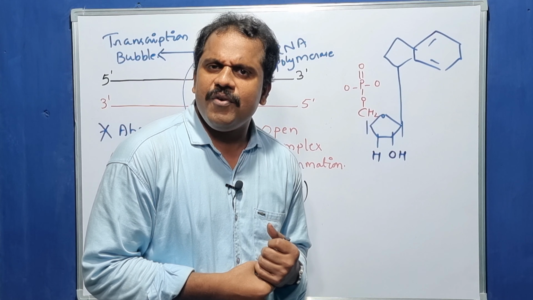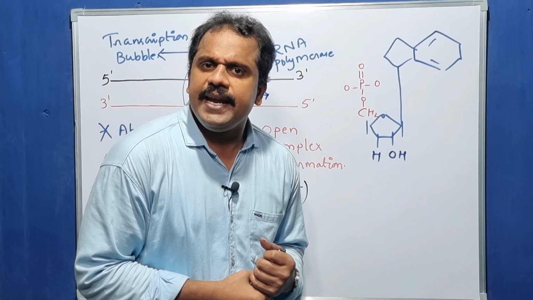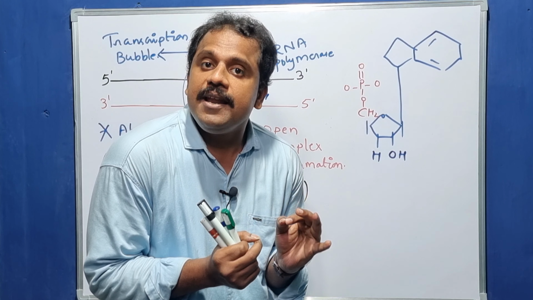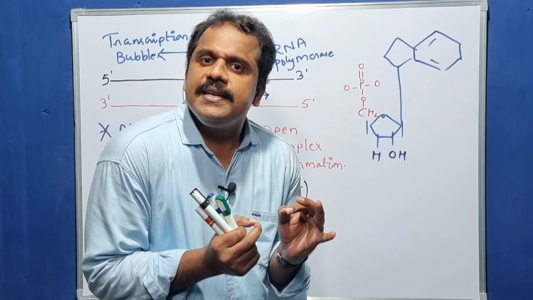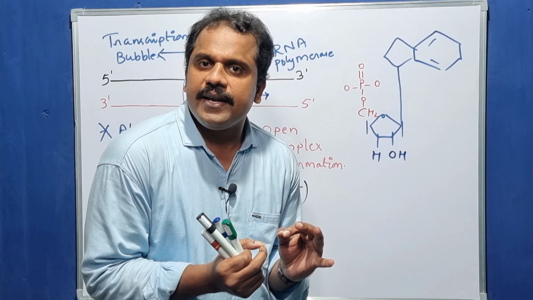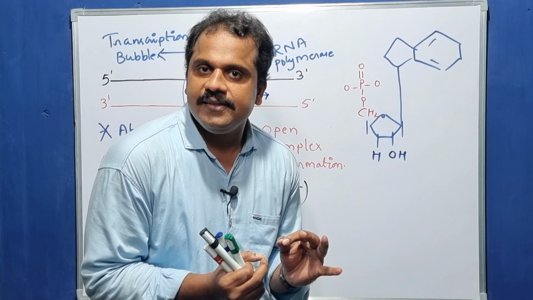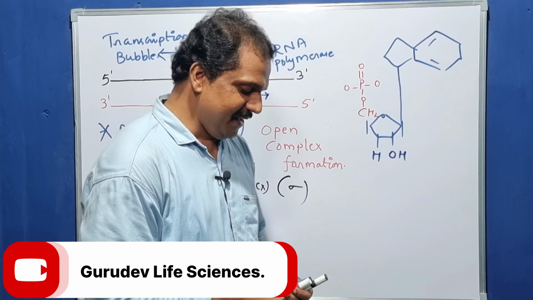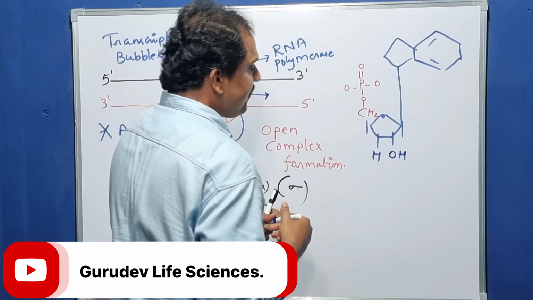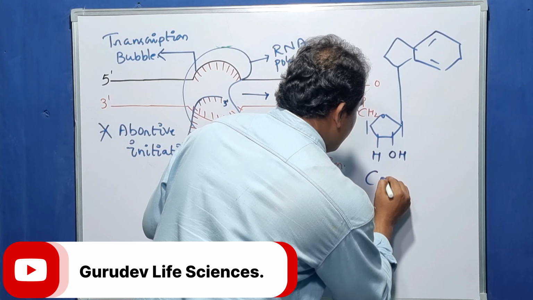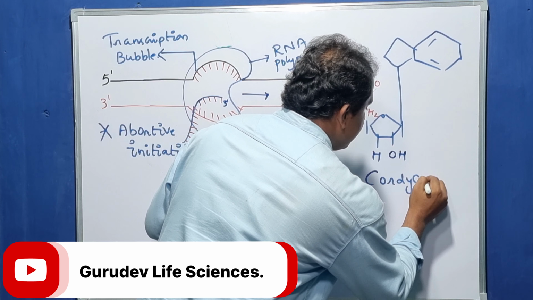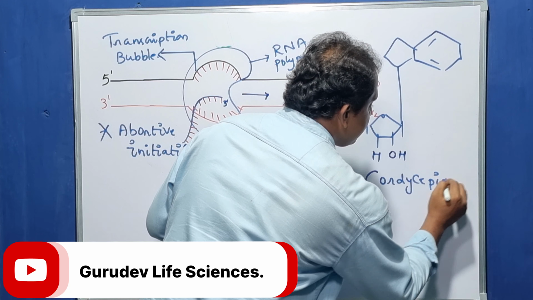So in order to overcome the problem, the RNA polymerase enzyme remains in association with a specific factor, and that specific factor is nothing but what? GRE factors. Is it okay? So let me write it here. So what is it? Cordycepin. Cordycepin. So it is an adenosine analog.